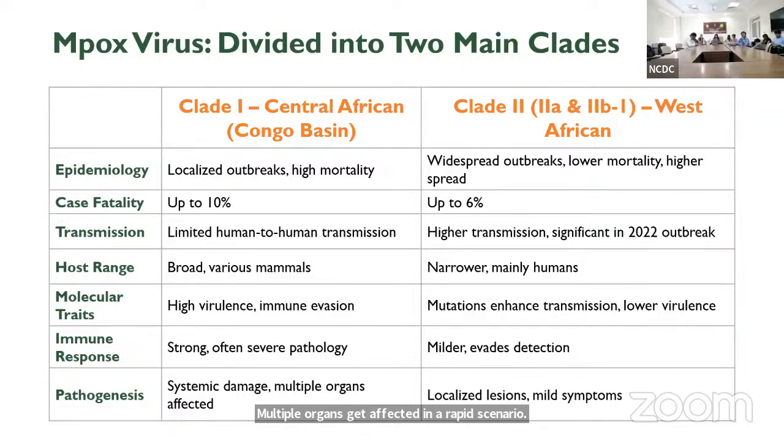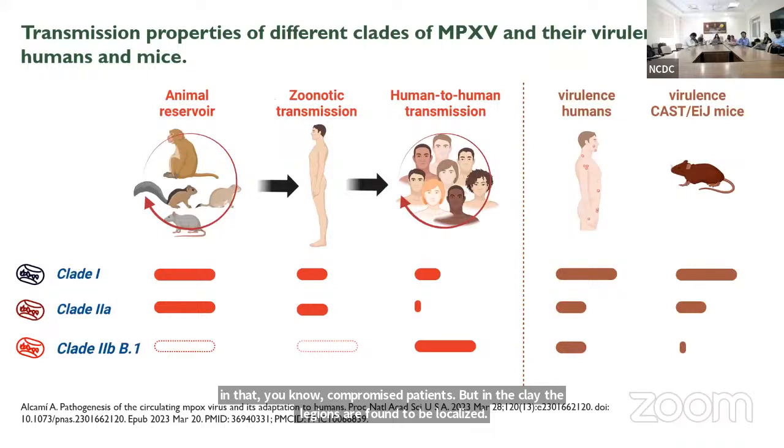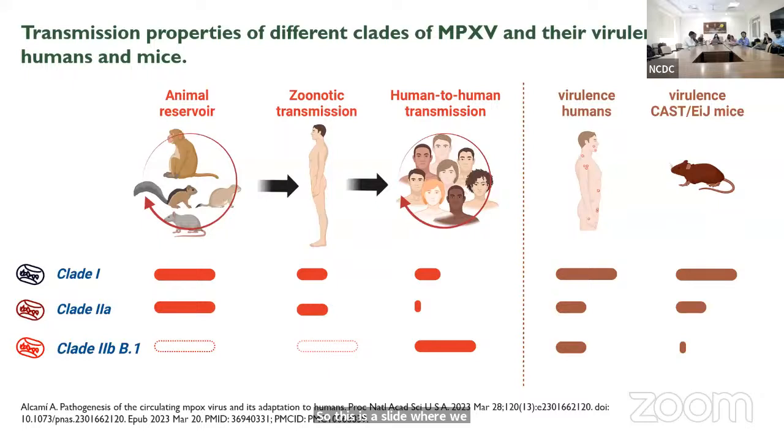Especially in the immunocompromised patients. But in clade 2, the lesions are found to be localized with milder symptoms. So this is a slide wherein we have attempted to show the propensity of the different clades having transmission properties. If we look at clade 1, the major clade 1 and clade 2A both have the animal reservoir, and to a limited extent, both clade 1 and 2A have zoonotic transmission and human-to-human transmission.